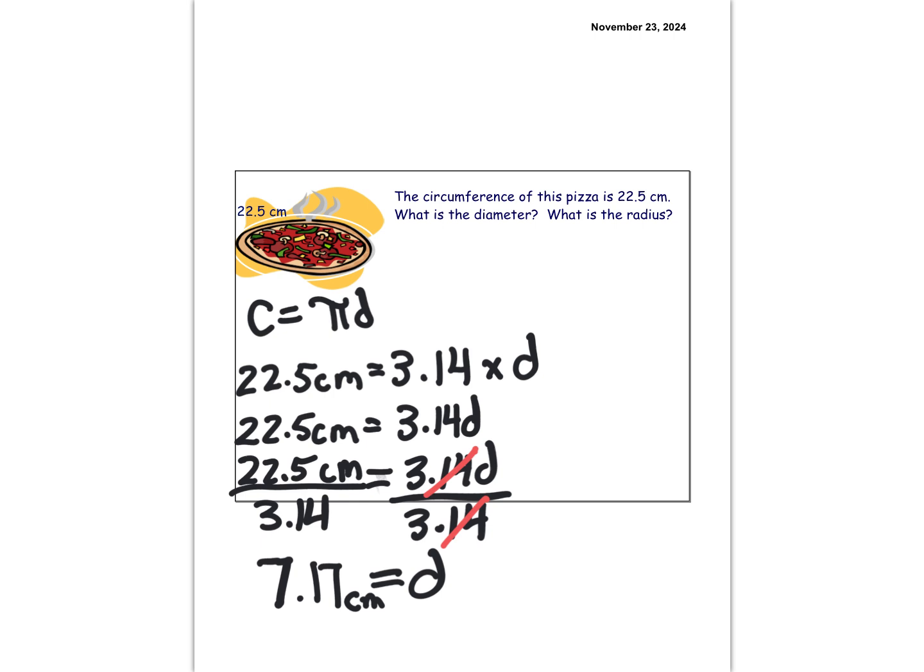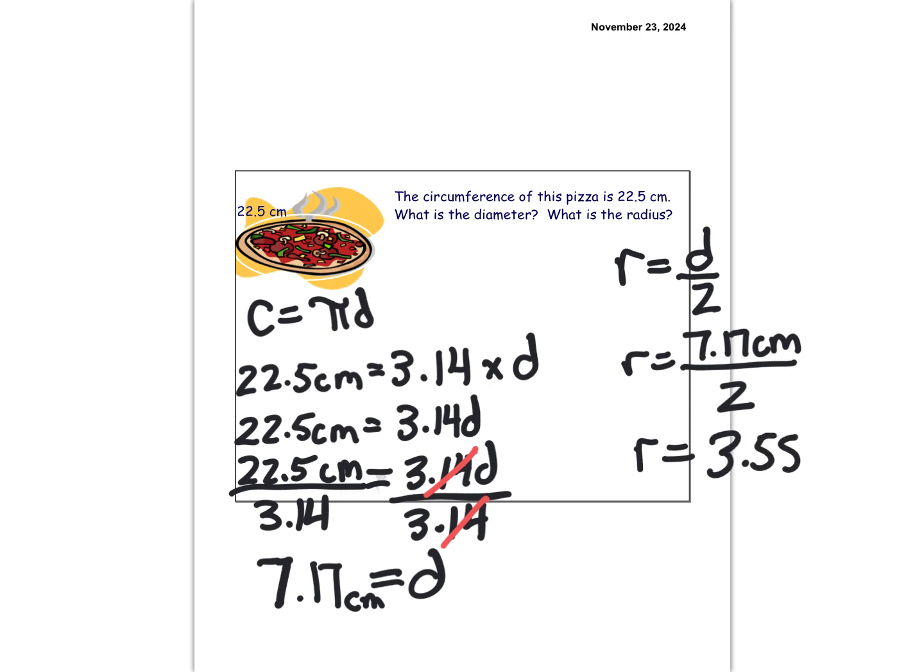How would I get the radius? Well, radius equals diameter divided by 2. I don't know the radius, but I know the diameter. It's 7 and 17/100 centimeters divided by 2. The radius is, and we do that here, we get 3 and 58/100 centimeters.